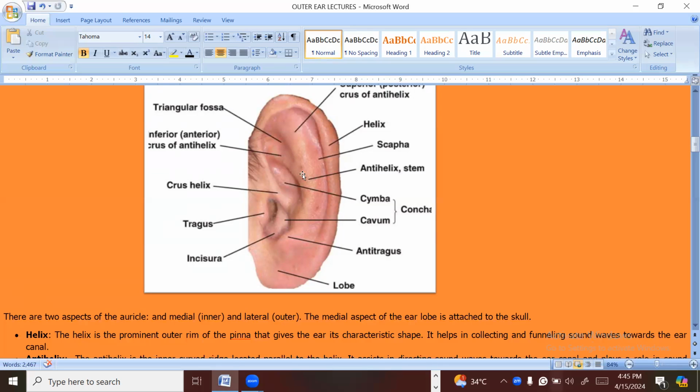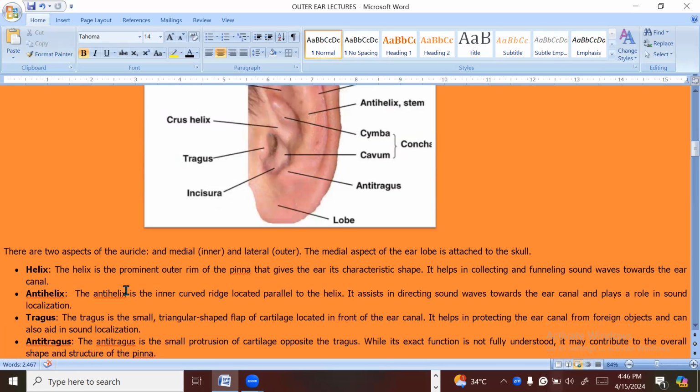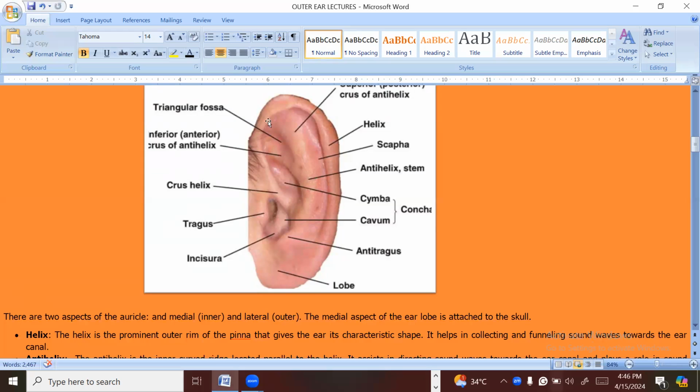But this is the antihelix. This is the tragus, and this is the antitragus. Those are the lobe. So we have the antihelix. The antihelix is the inner curved ridge located parallel to the what? Helix. So this is the helix, this is the antihelix, and it terminates here where the antitragus originates.